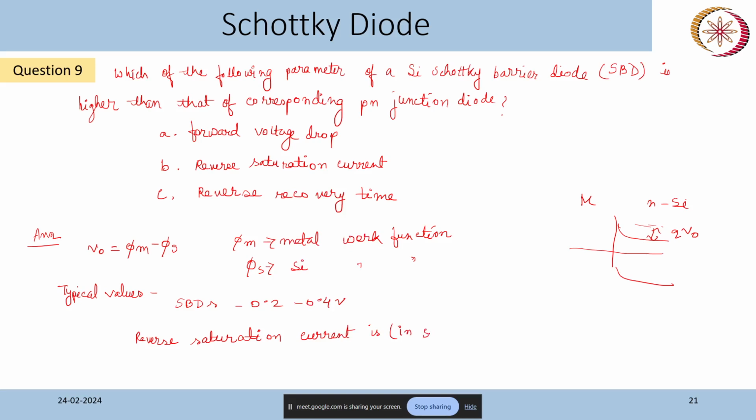The reverse saturation currents in Schottky barrier diodes are higher than that of PN junction. Okay. This reverse saturation current depends on this barrier height, actually exponentially depends on this barrier height. So that is actually higher in case of Schottky barrier diode compared to PN junction. So the answer will be B.